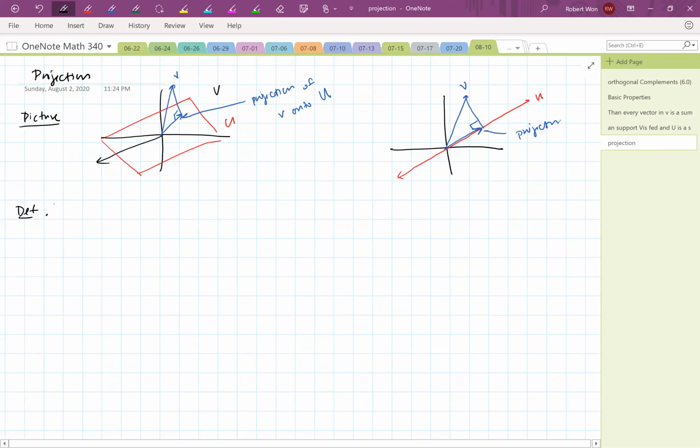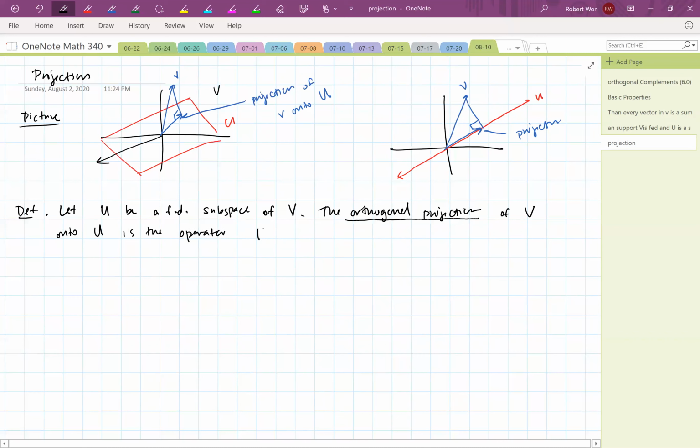But okay, here's the definition. Let U be a finite dimensional subspace of V. I'm going to define projection onto U. The orthogonal projection of V onto U is the operator P_U, an operator on V, defined as follows. How should projection be defined? I want this to be the projection, and this thing is going to be orthogonal to the new vector.